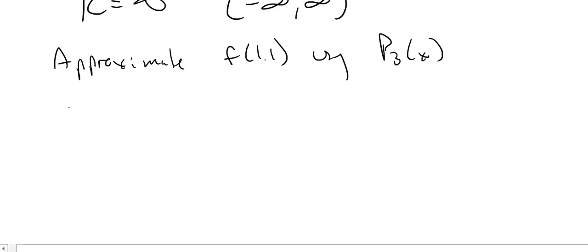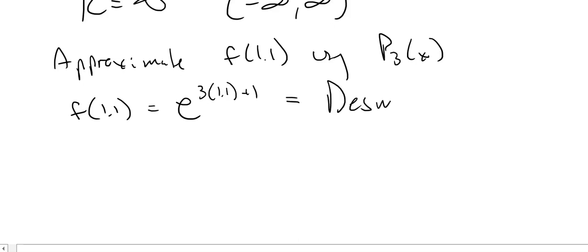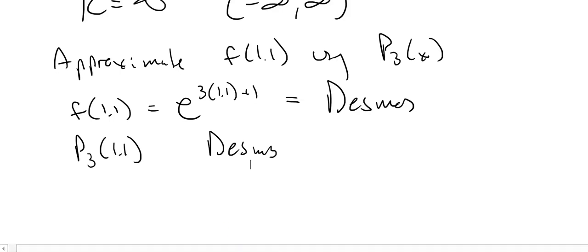So first of all, let's just find out what f of 1.1 is. f of 1.1 is going to be e to the 3 times 1.1 plus 1. And we'll use Desmos to do this. And then we want to find p sub 3 of 1.1. And so we will also do this in Desmos. So let's wander on over to Desmos.